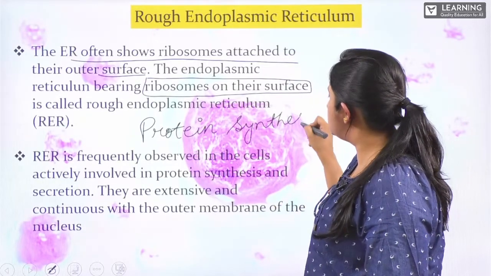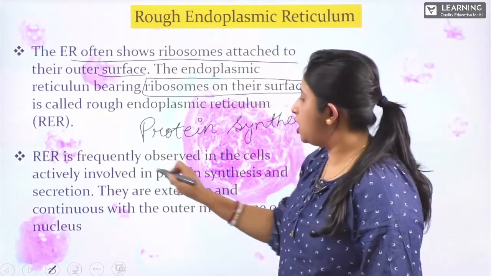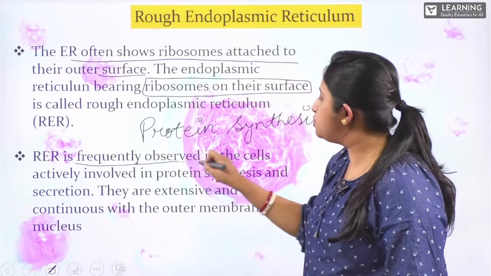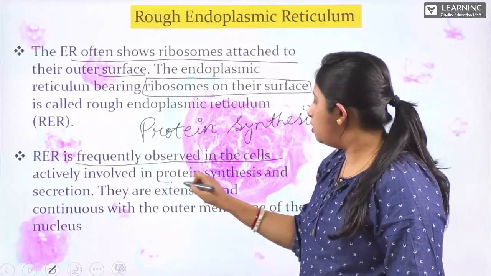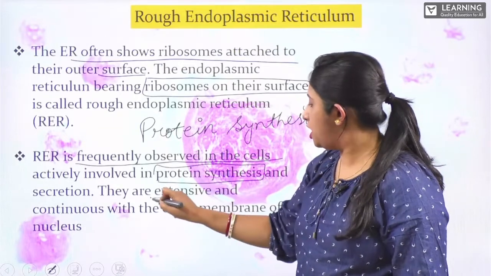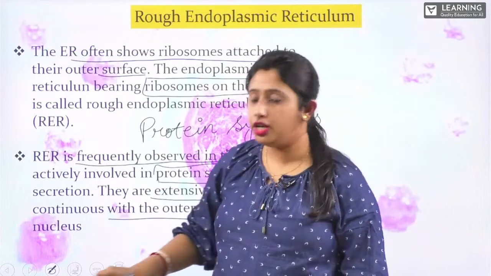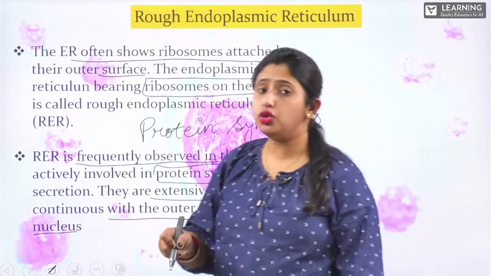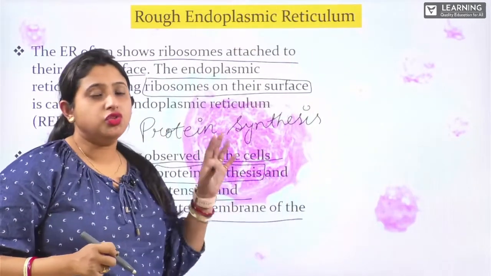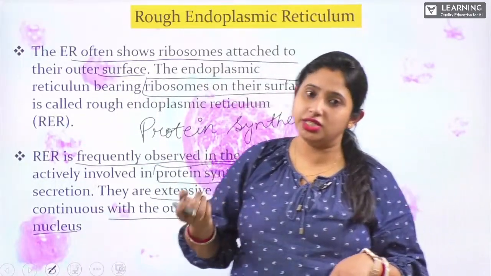So it is responsible for what? It is responsible for protein synthesis. So RER is frequently observed in the cells and involved in what? Involved in protein synthesis and secretion. They are extensive and continuous with the outer membrane of the nucleus, and they are responsible for the protein synthesis.